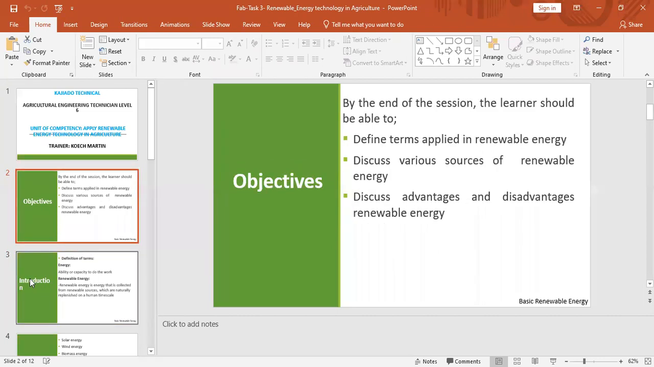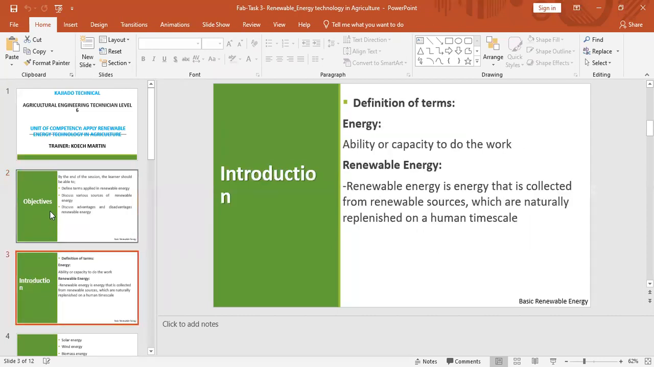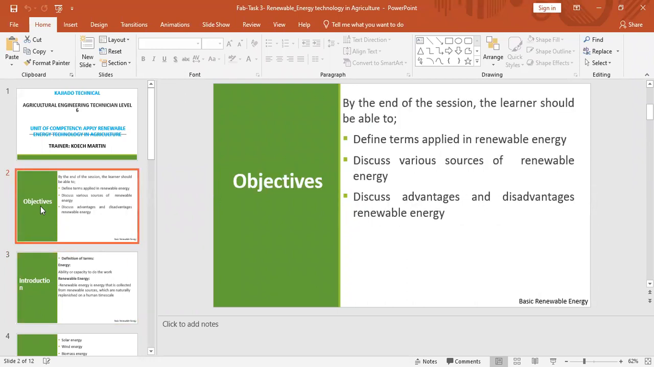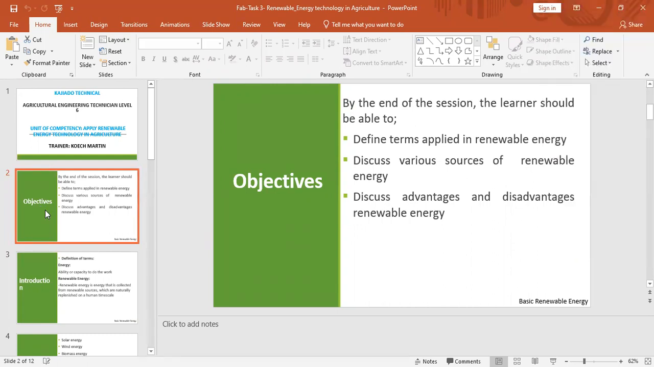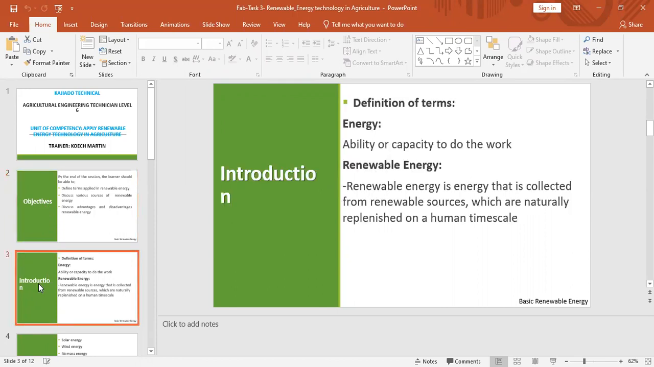So what do we mean by renewable energy, class? It is the energy that is non-depletable. It can basically regenerate itself. Renewable energy is energy which cannot be depleted, but it can be replenished with time.